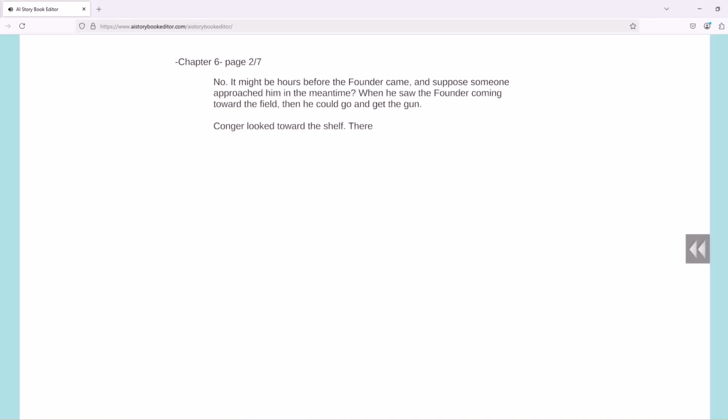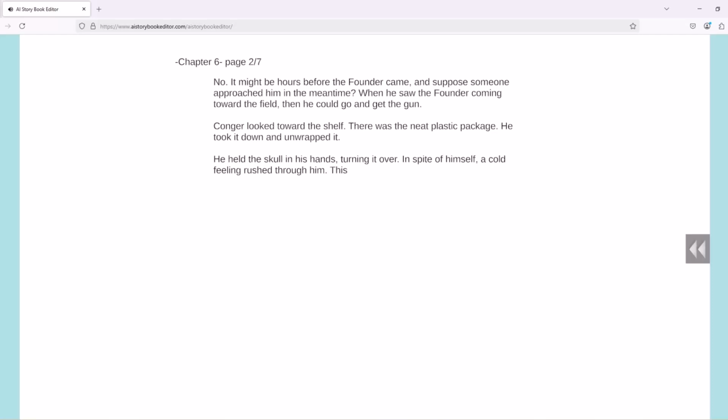Conger looked toward the shelf. There was the neat plastic package. He took it down and unwrapped it. He held the skull in his hands, turning it over. In spite of himself, a cold feeling rushed through him. This was the man's skull. The skull of the founder, who was still alive, who would come here this day, who would stand on the field not 50 yards away.